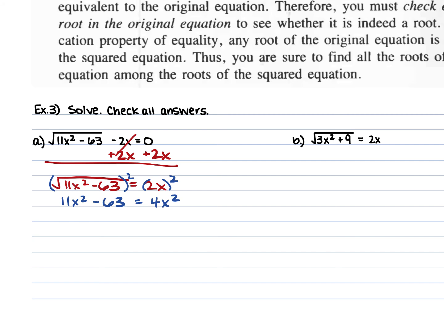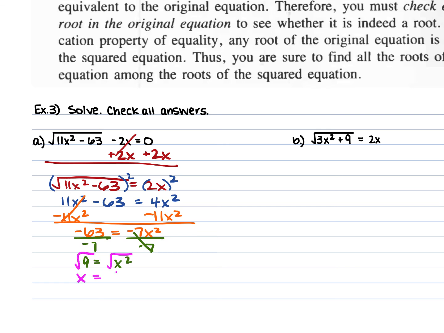You want your x squareds together. So we're going to subtract the 11x squared from each side. This gives us negative 63 is equal to negative 7x squared. We're going to divide each side by the negative 7. And we get that 9 is equal to x squared. We're going to take the square root of both sides, and we get that x is equal to plus or minus 3. This means you have 2 answers, one that's negative 3, one that's positive 3.